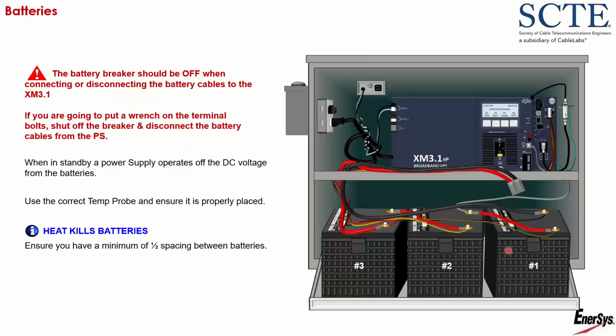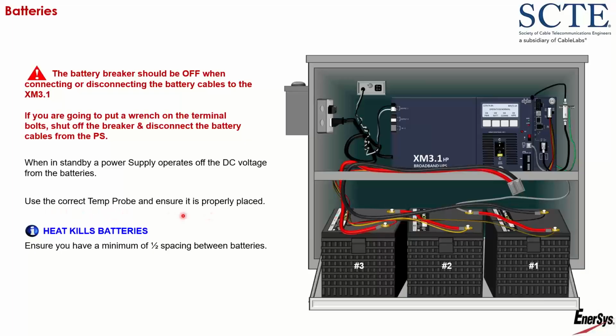If you're going to work on the batteries, so if you're going to put a wrench on the terminals or put something on the terminals besides test gear, shut the breaker off, disconnect the batteries from the power supply. When the power supply is running off the batteries, again, we're taking the DC, converting it to AC.